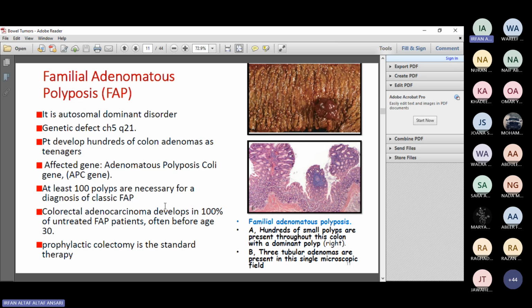Okay, and even before the age of 30. And when you diagnose this patient at an earlier age, prophylactic colectomy is the standard therapy. You ask your patient, if you have to prevent developing carcinoma, undergo removal of the entire colon. But to diagnose, a minimum of 100 polyps are required, and they must have tubular architecture. Okay.